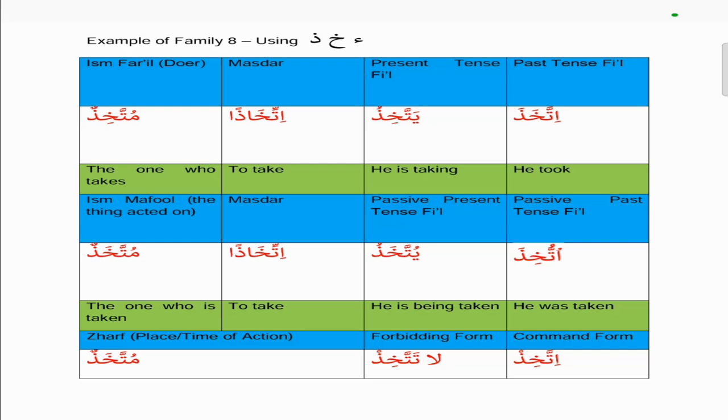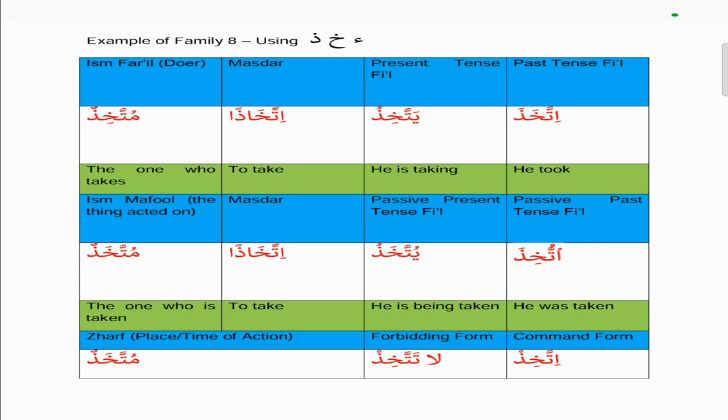Present tense fi'l becomes yattahizu, which means he is taking. And the masdar is ittakhazan, which means to take or taking. And isme fa'il is the doer, so it's muttahizun, the one who takes. And to switch between present tense to isme fa'il, change the ya to a meem, put a dhamma on the meem, and the isme fa'il should be heavy, so it's muttahizun.